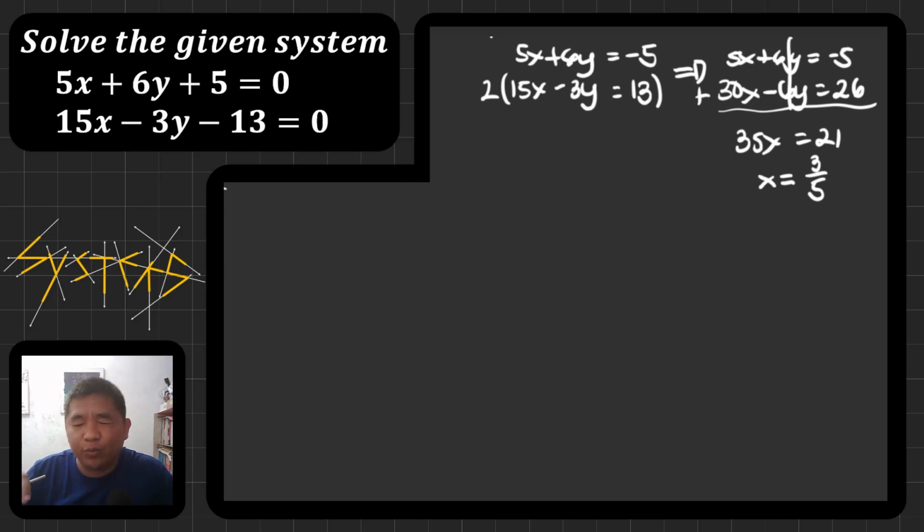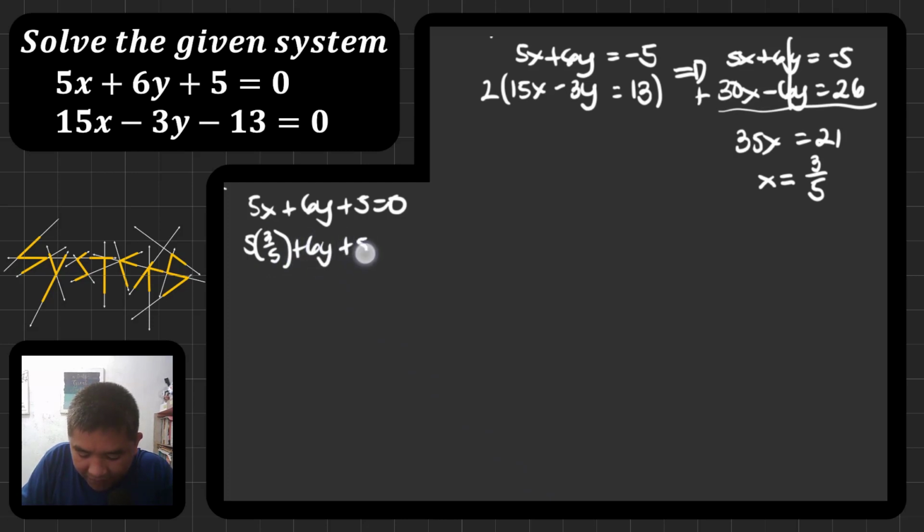Okay? Even if it would satisfy an equation that is a version of the original, you cannot guarantee that your answer is correct. So always use the original equation. So I'm going to use here the first original equation. You have here 5x plus 6y plus 5 equal to 0. X is 3/5. You have 5 times 3/5 plus 6y plus 5 equal to 0.